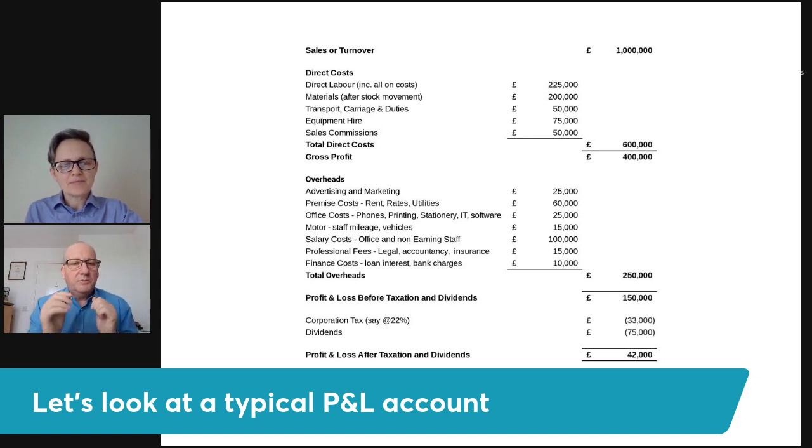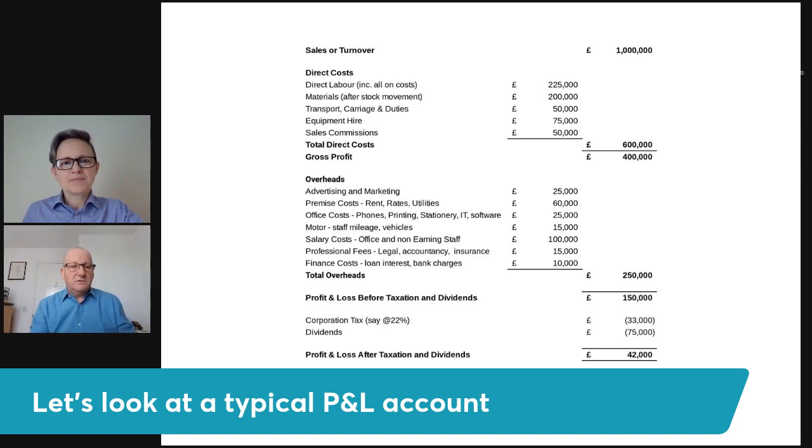So what we put in there are things like direct costs, direct labor. And that includes all the on costs, and by on costs, we mean national insurance, pension, holidays, any other costs. And it could be their tools, it could be the vans, it could be anything that's related to that labor.